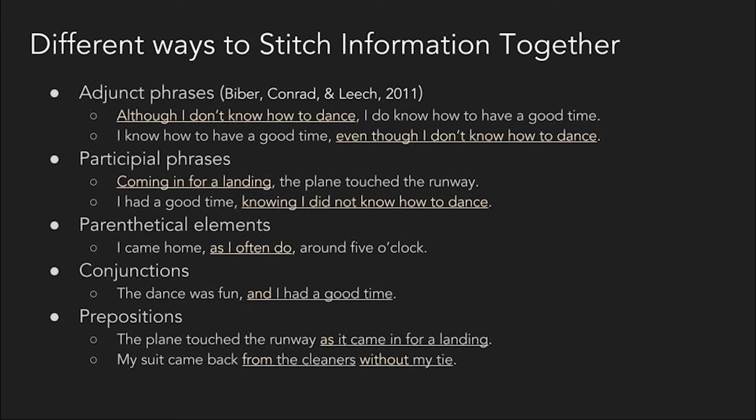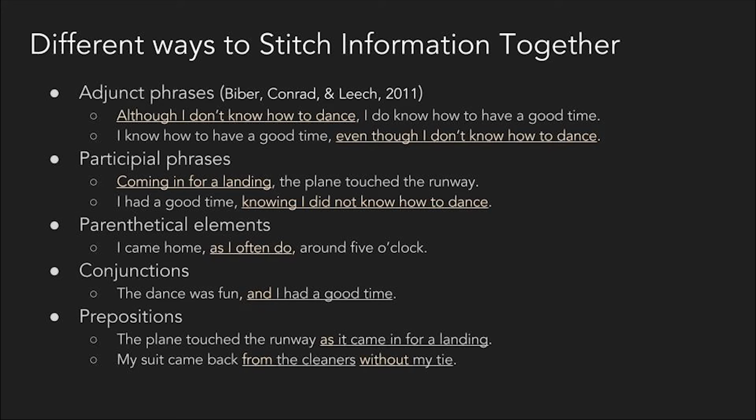Take a look at parenthetical elements. You can see that the underlined information interrupts the independent clause. It is inserted into the sentence and flanked by commas to set it apart as an interjection. This is really useful for delivering additional information as an aside.